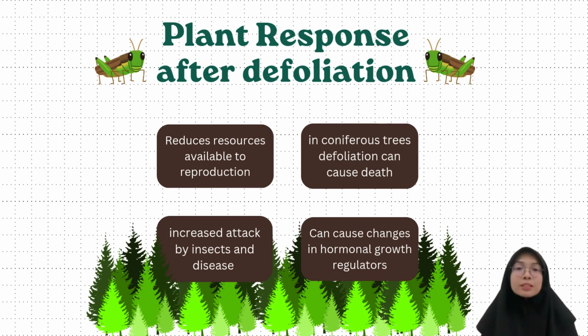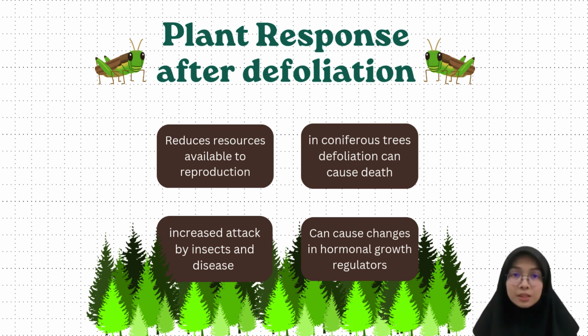After that, the plant response after defoliation. It consists of four responses. The first one is that the plant reduces available resources for reproduction. For example, if a plant is eaten by a herbivore, it uses more energy to repair its own leaf.